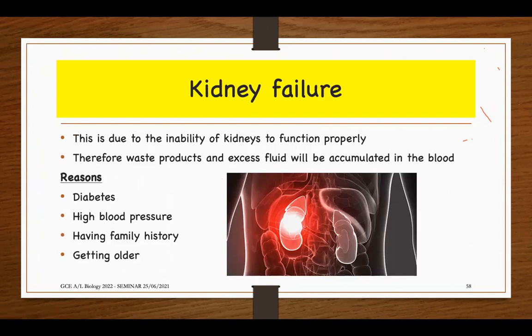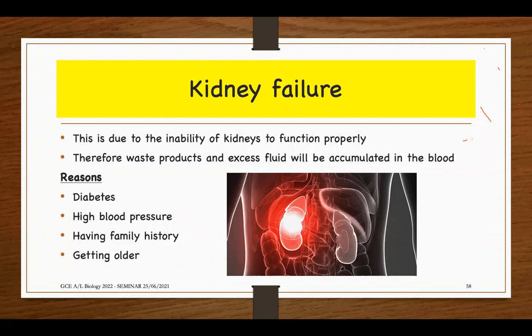And then kidney failure is the inability of the kidneys to function properly. Therefore, a lot of waste products will accumulate. The formation of urine will not take place properly if someone has kidney failure. Reasons can be diabetes. Now, a lot of people say taking medication for diabetes causes kidney failure. Actually, it's not the medicine. Usually, the medicine is okay. What happens is that the condition of diabetes itself can cause kidney failure, because it can act on the kidney, and it might not be able to filter things properly, right?